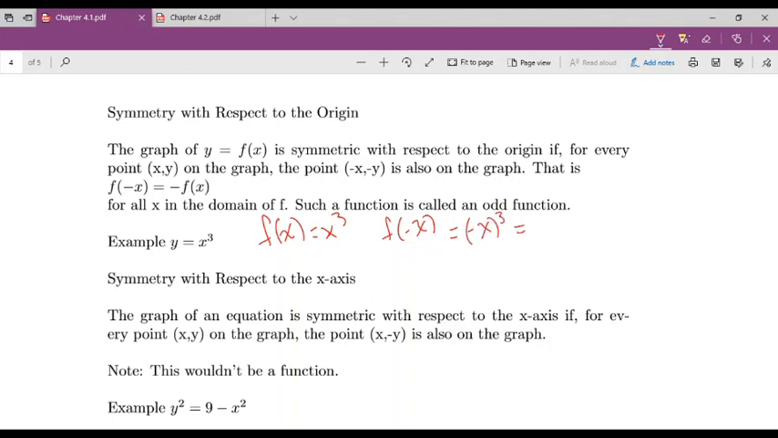Now that negative is the same thing as a negative 1. I can distribute the third power. Negative 1 to the third is negative 1, which is the same thing as negative x to the third. So you see that f of negative x is the same thing as negative f of x.